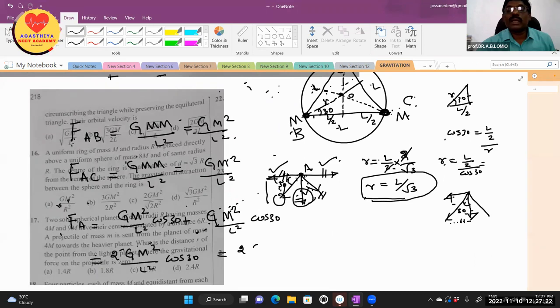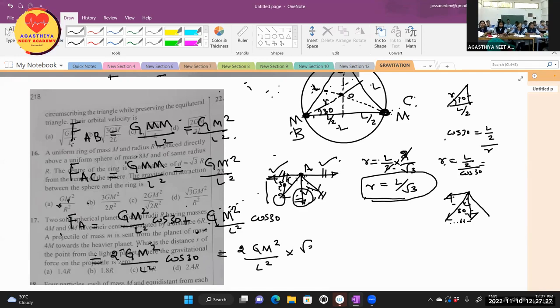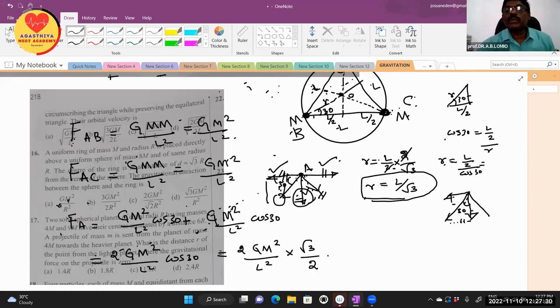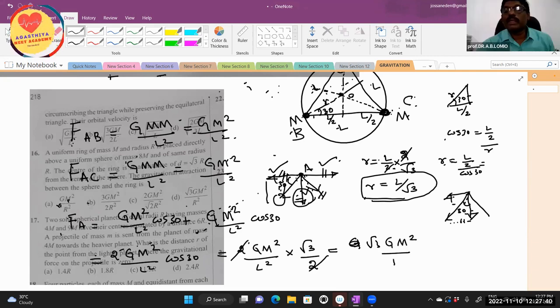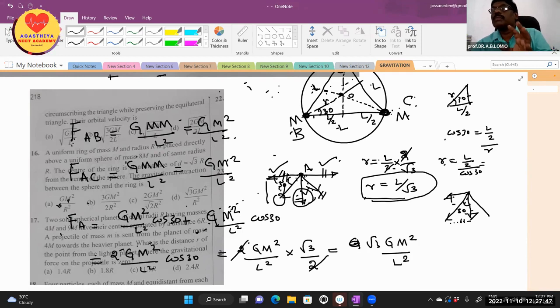Can someone tell me the value of cos 30? Very good, root 3 by 2. The 2 gets cancelled. Root 3 G M squared divided by L squared. So far, we have calculated the net force acting on any one of the masses, say A. The force acting on A is root 3 G M squared by L squared. How to relate this value with the velocity?